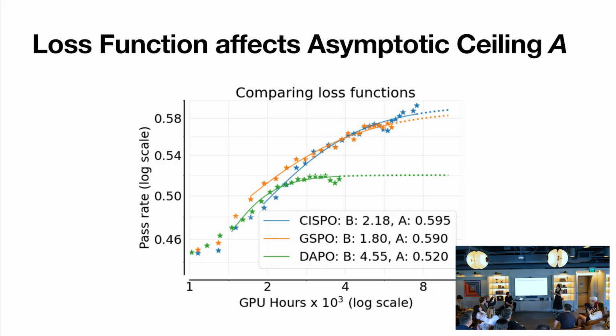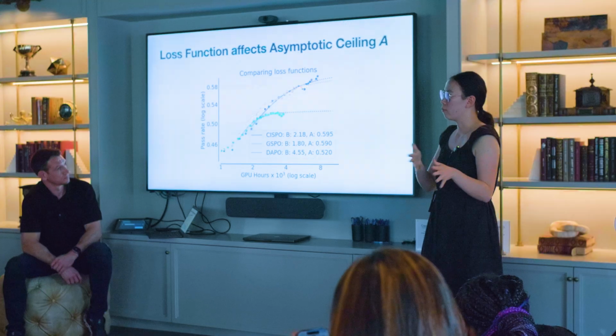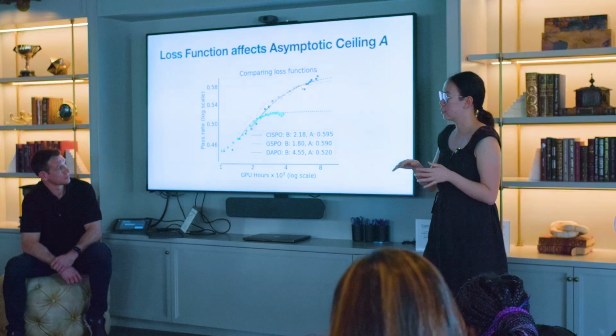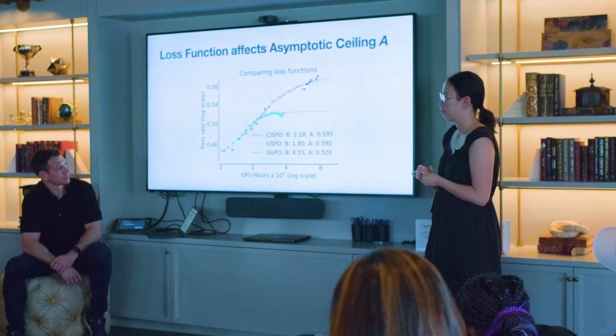And we can see how different loss functions affect the asymptotic ceiling. In this setup, CISPO and GSPO worked pretty well. You see the curve working out pretty well. But in this case, DAPO actually plateaued very quickly. So for different domains, you really want to get the algorithm right. Otherwise you just cannot get a good enough reward.